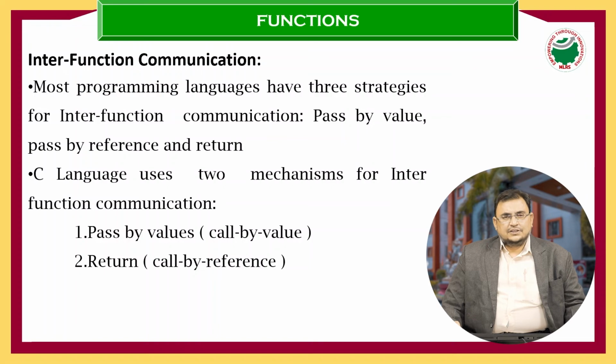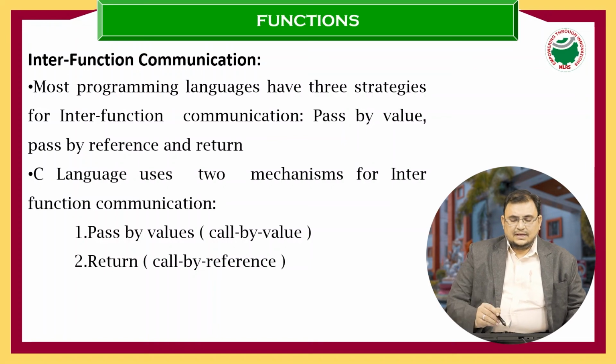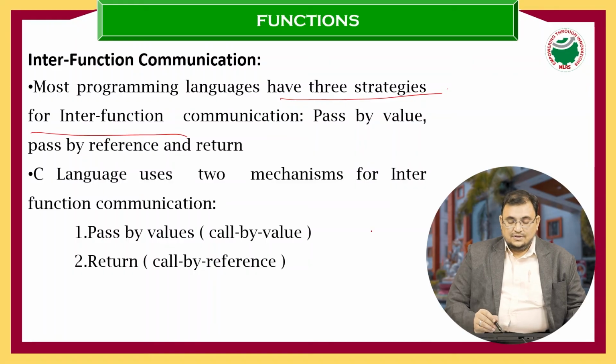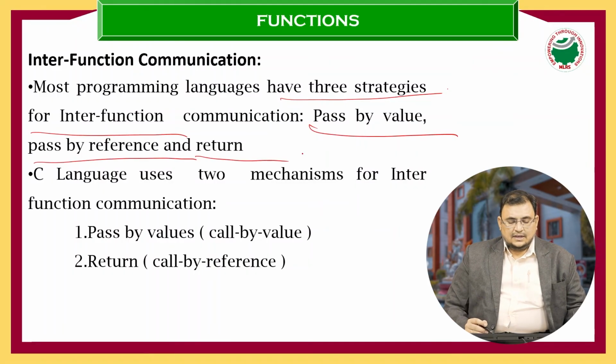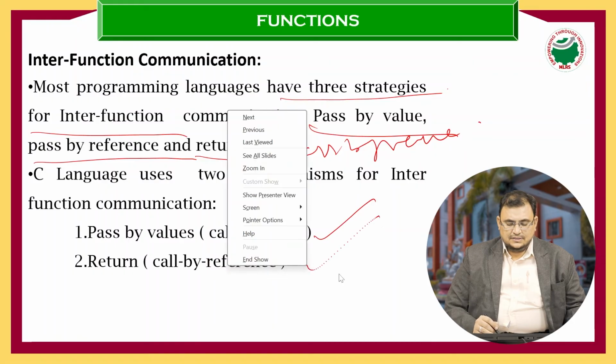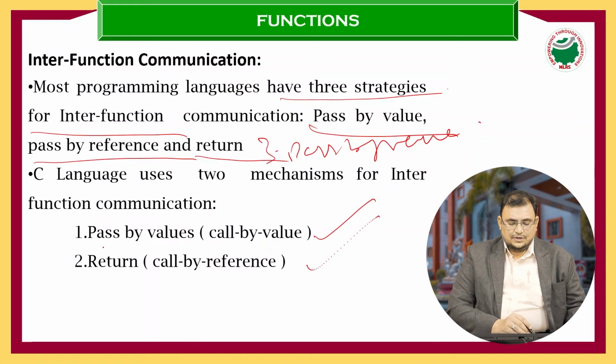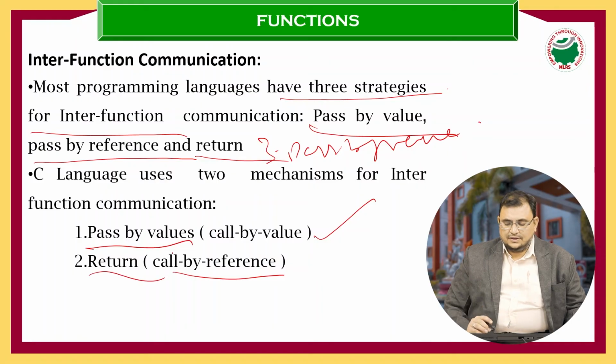Now, interfunction communication. Most programming languages have 3 strategies for interfunction communication: one is pass by value, another is pass by reference, and the third one is pass by name. Here C supports 2 types: call by value and call by reference. Call by value is also known as pass by value. Call by reference is also known as pass by value and return.